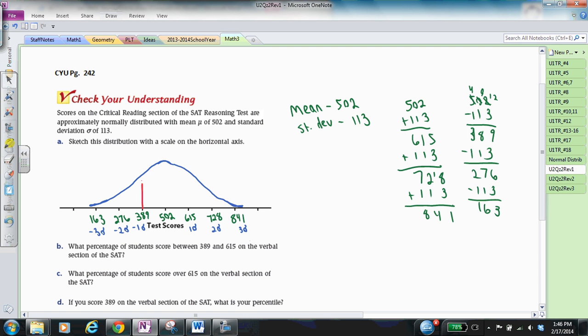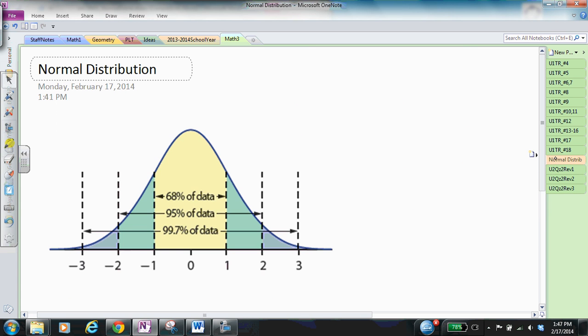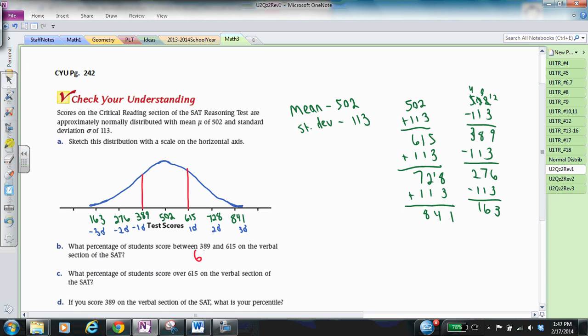So what percentage of students score between 389 and 615 on the verbal section of the SAT? So between 389 and 615, that's within 1 standard deviation of the mean. So I look back to my guiding light and I think about what percentage of the data falls within 1 standard deviation of the mean. Right there, 68% of the data. So that's 68%.